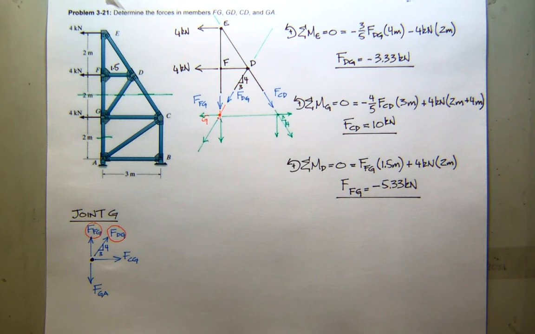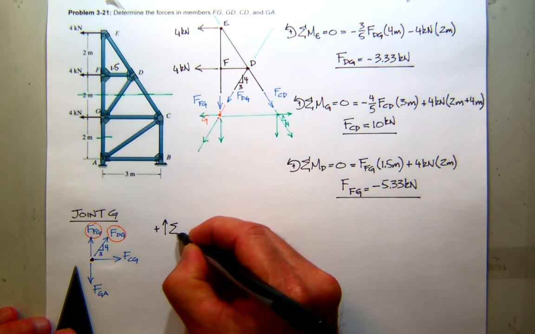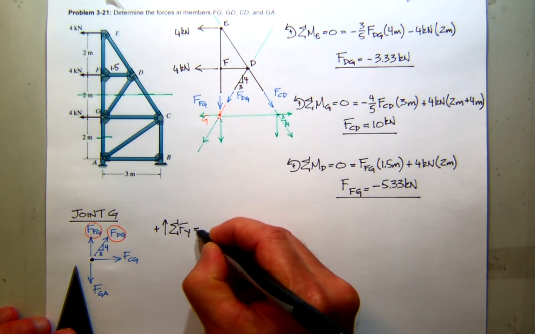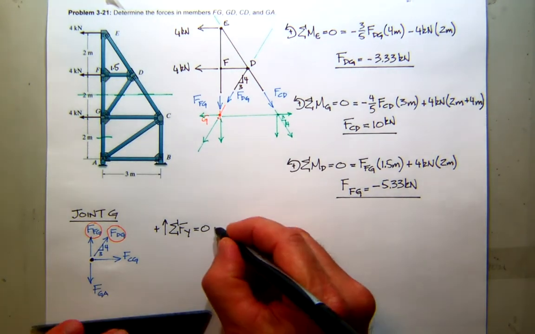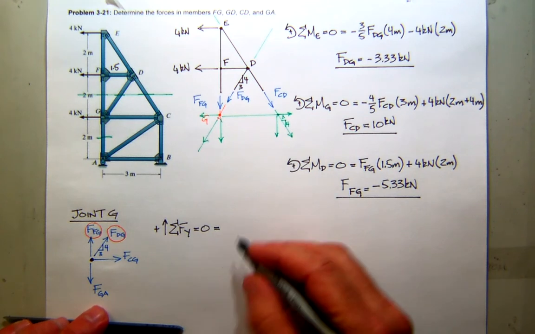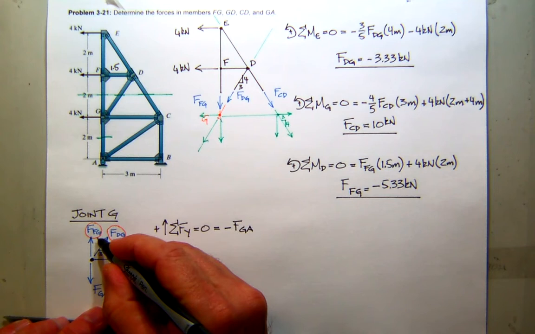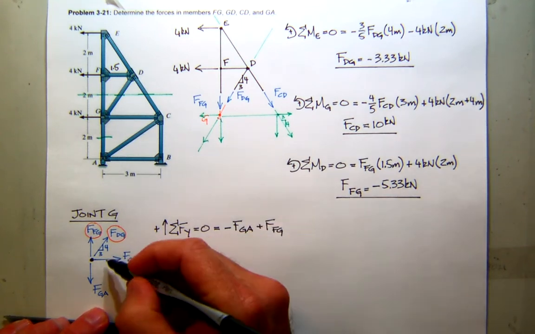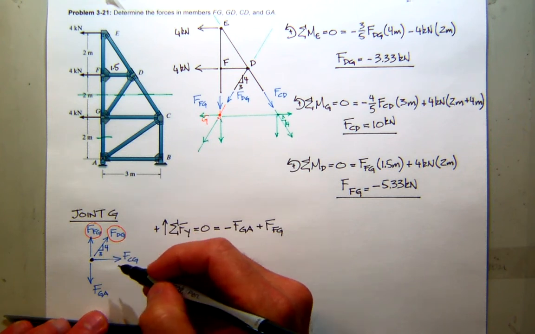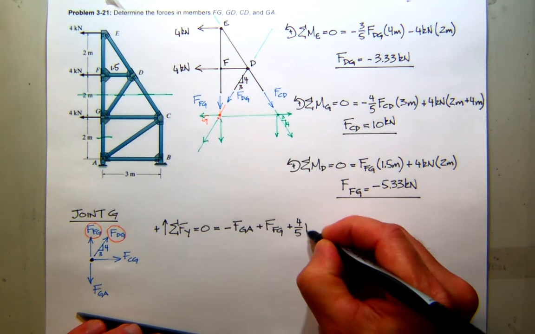Okay. So now we're going to sum forces in the y direction. Now this is the most dangerous equation we wrote because it's going to include two computed values. Could be an issue. So we'll start. Looks like GA is down, so that'll be negative GA. FG is up, that's positive. And then I just want the vertical component of DG, which is 4/5. So that'll be up 4/5 of DG.